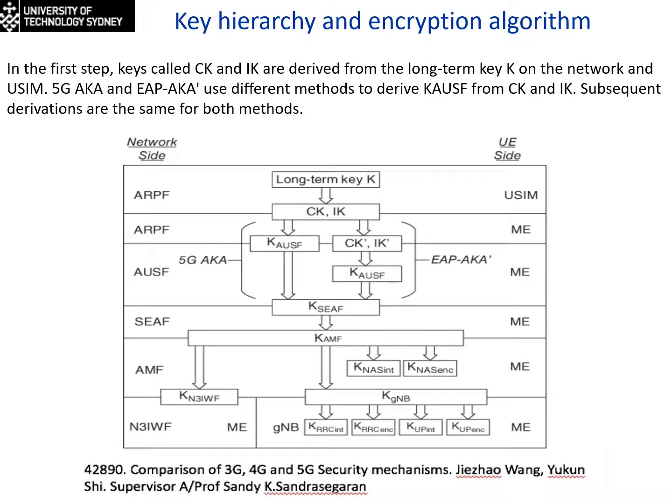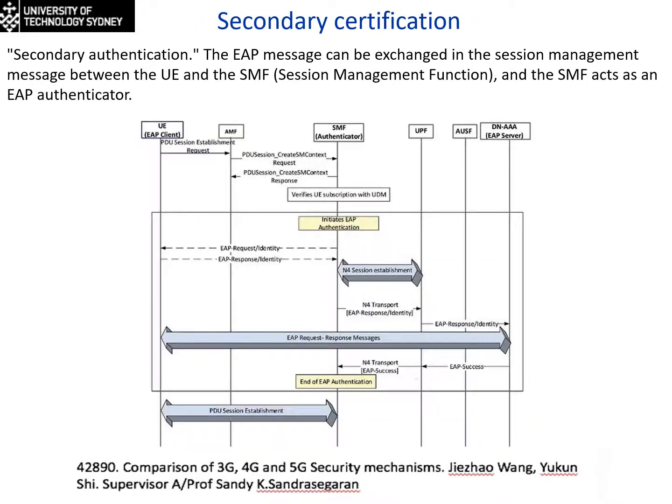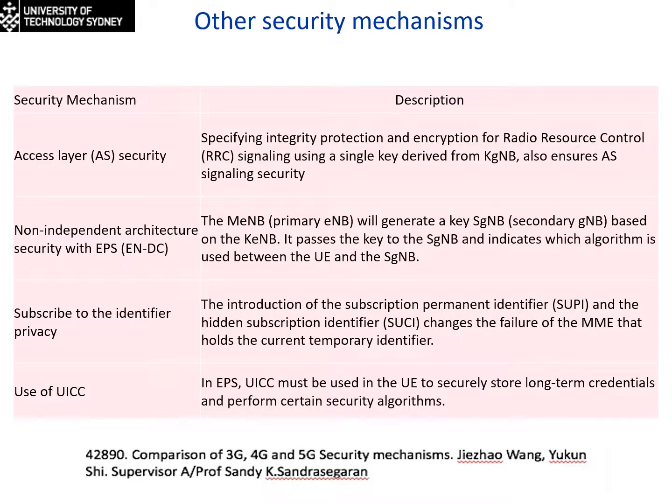This is the key hierarchy of 5G. The key setting occurs at the end of the successful verification process. Once the AMF knows the identity of the mobile user, the key setting can be made. In addition, 5G supports selective EAP-based secondary authentication between the UE and the external data network. This helps to strengthen the overall security of the network. And there are some other 5G security mechanisms as shown.